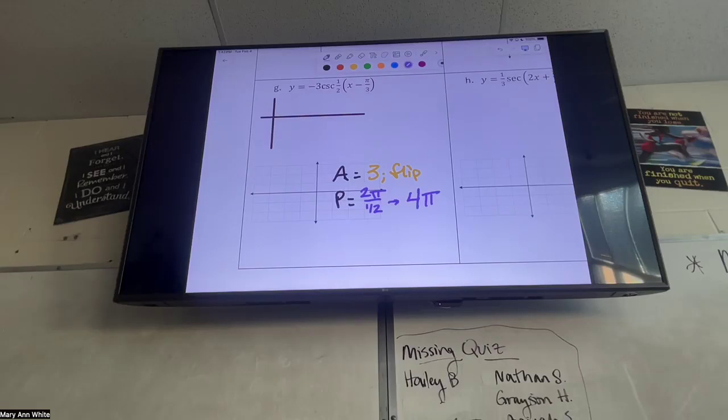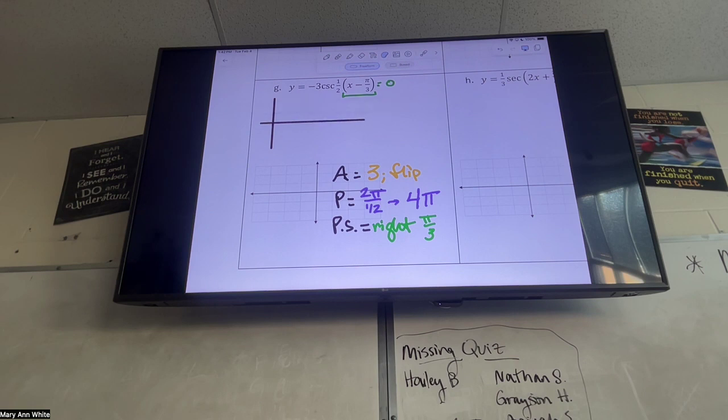And then my phase shift, excuse me. Remember, that's where we just set the parentheses equal to 0. In this one, there's not a lot of work to be done because you just add that pi over 3 to both sides, so then we can see easily it's right pi over 3. Okay.